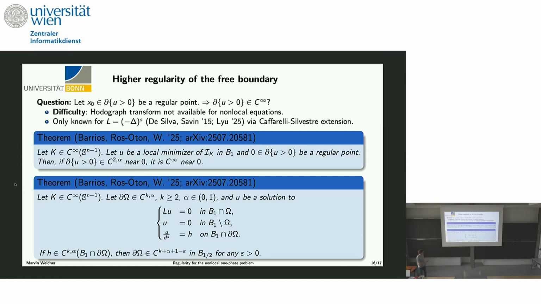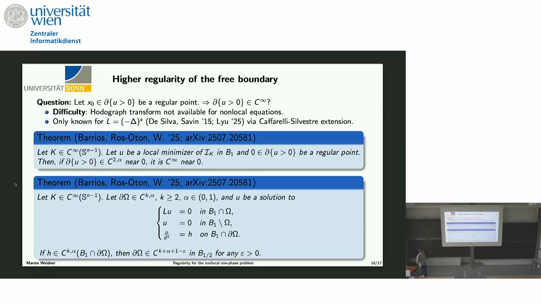So when you look at this overdetermined problem here, you solve your equation Lu = 0 in the ball intersected with a domain. In the exterior, you are 0. And then on the boundary, you impose that this non-local normal derivative is equal to a function h. Then you can show that when your function h is C^{k,α}, then the domain is actually better. We can show that it's C^{k+1,α}, and we lose an epsilon with our technique. But if you ignore this loss of an epsilon, then it's really exactly going in the opposite way. Also here we need k to be greater or equal to 2 for the same reason as here.